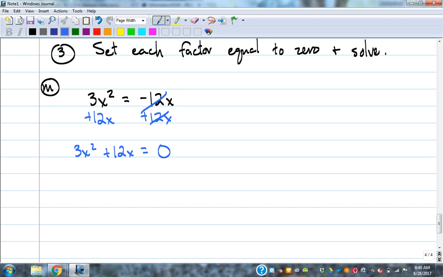So once you get it equal to zero, though, it's back to what we did just a minute ago, factoring. So the first thing that you would want to look for here is a GCF on that side.